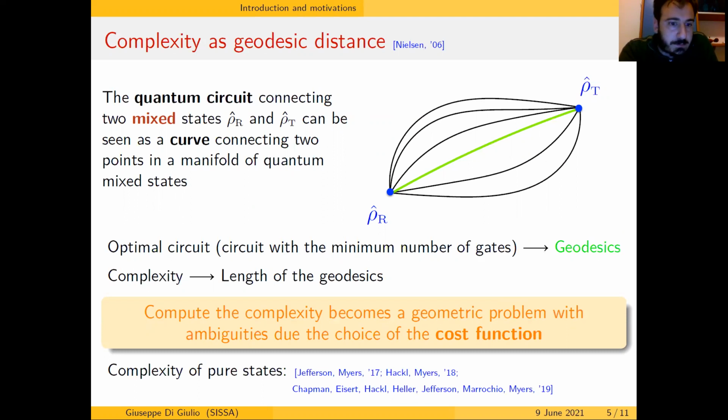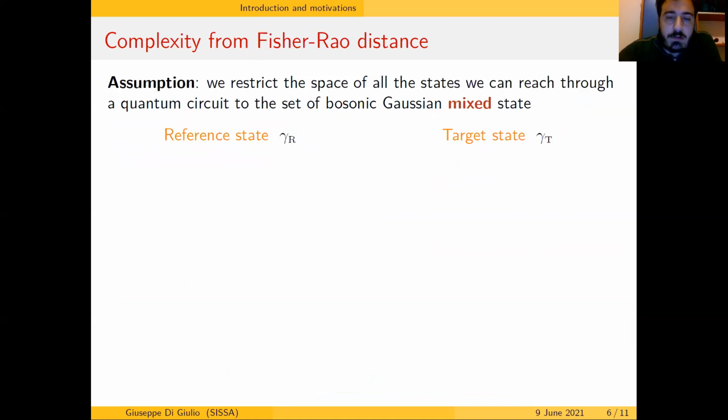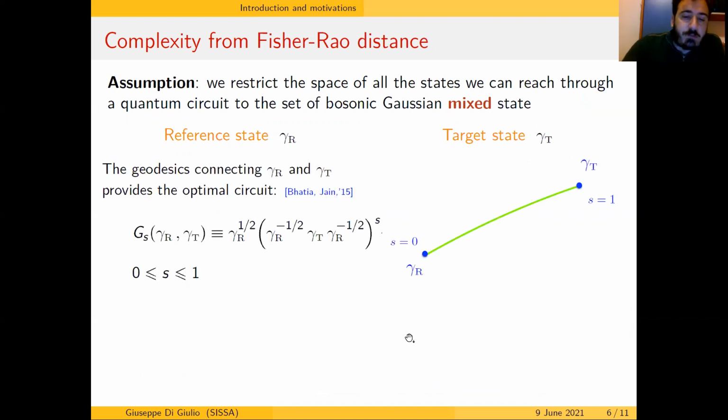directions of this manifold. The analysis has been performed first for pure states by Myers and collaborators in this series of papers. So we are going to develop an approach for mixed states based on this geometrical picture. And in particular, for the states we are going to focus on, which are the bosonic Gaussian mixed states, we consider a reference and a target state described by two covariance matrices γ_r and γ_t, and then the optimal circuit is given by this expression.